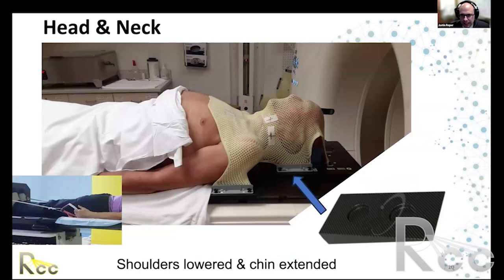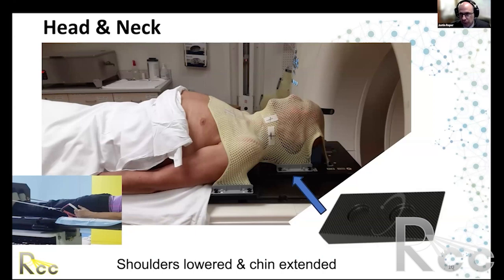So in this case, instead of having the chin in the neutral position, we now use a wedge underneath the patient support device to tilt the chin up or to extend the chin. And that is done such that the chin is positioned away from the neck nodes, which are often treated because we want to spare the mandible and the healthy tissues around the mandible from excessive radiation dose.